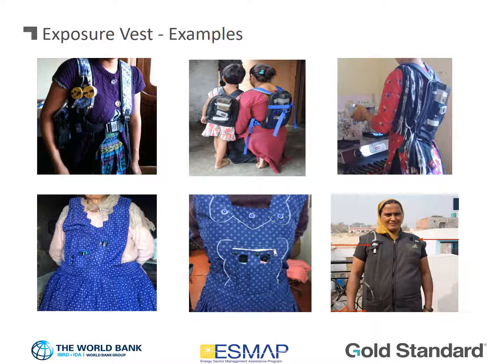Here's a few examples of vests that were used in other studies. You can see they vary from backpacks with equipment on the straps and on the back to aprons with some pockets in the front, and then vests with pockets and some tubing that wraps around the vest itself.